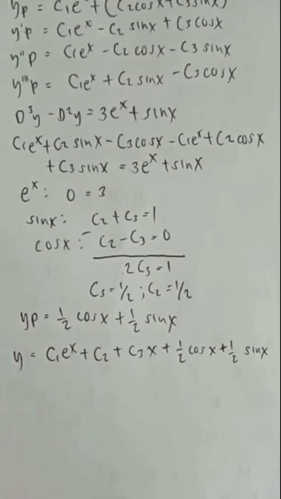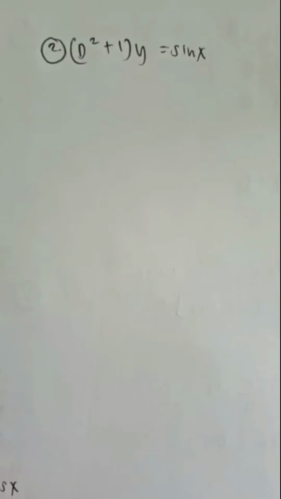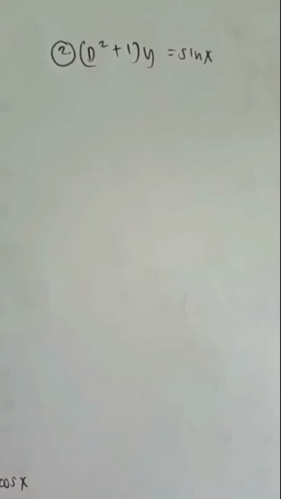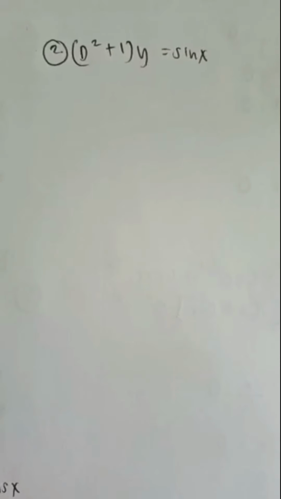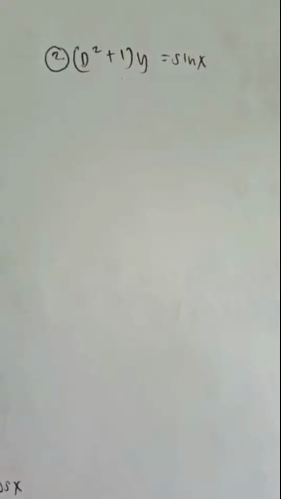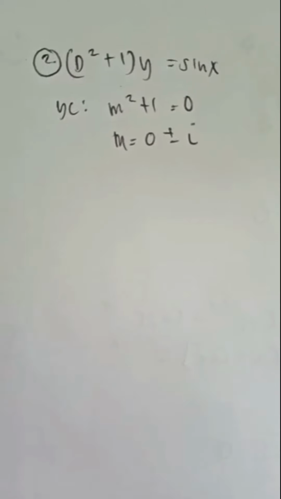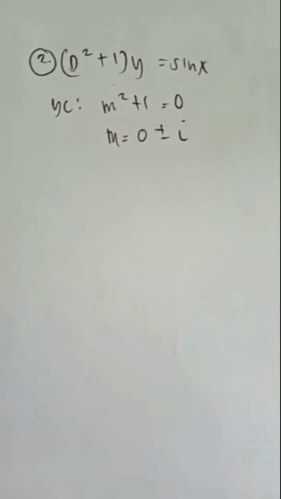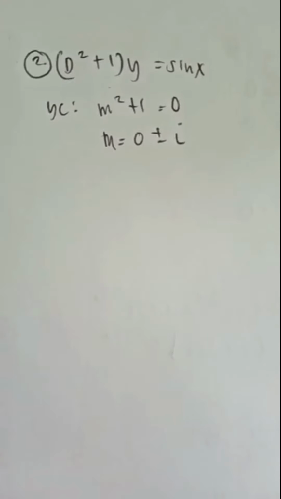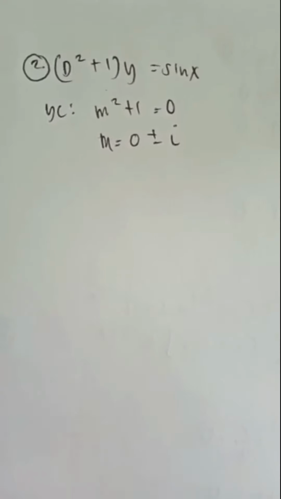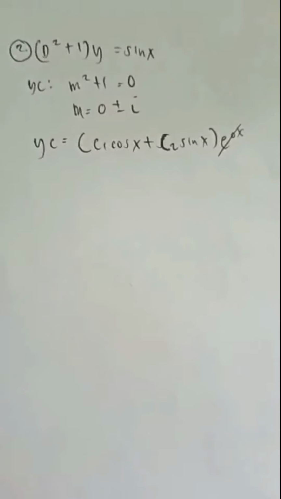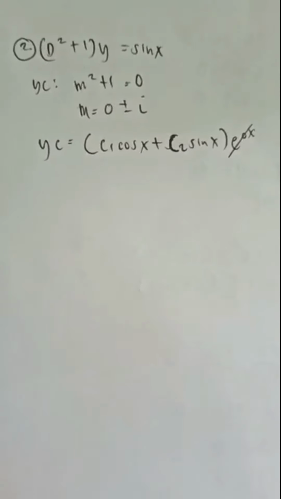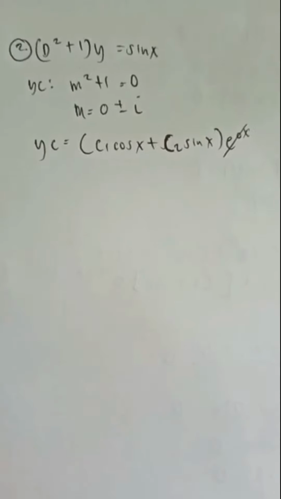Next, ang given is quantity d squared plus 1 quantity times y is equal to sine x. So para sa complementary solution, gagawin nating auxiliary equation form yung given na differential operator form. So magiging m squared plus 1 is equal to 0. At ang roots is equal to 0 plus or minus I. So yc now is equal to c1 cosine x plus c2 sine x.